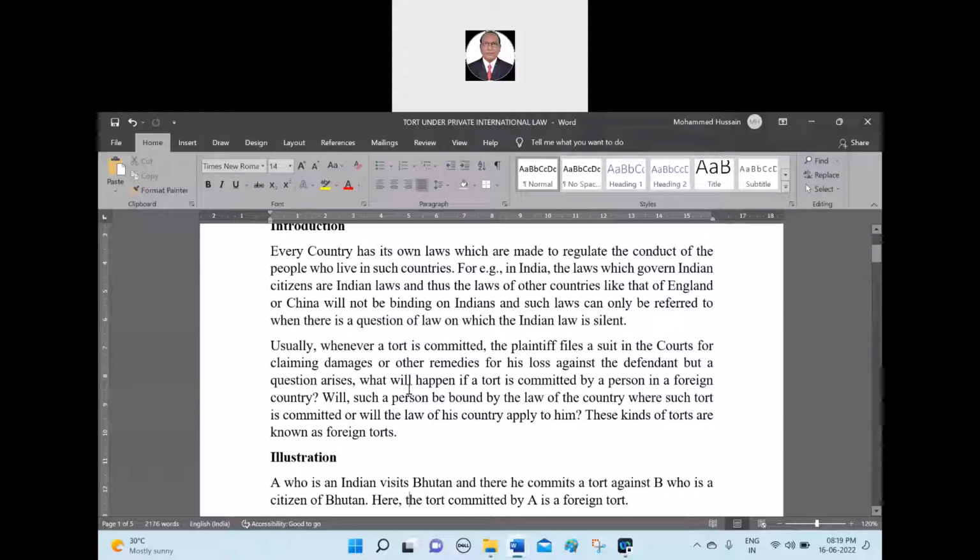So now, a Tanzanian went to India either for tourism or for any other reason, but he caused an accident over there. The Tanzanian caused the accident in India, and the victim, the injured person, is Indian. And definitely the Indian will file a case, either he may be a local man or he may be a visitor, and he filed the case in the Indian court.